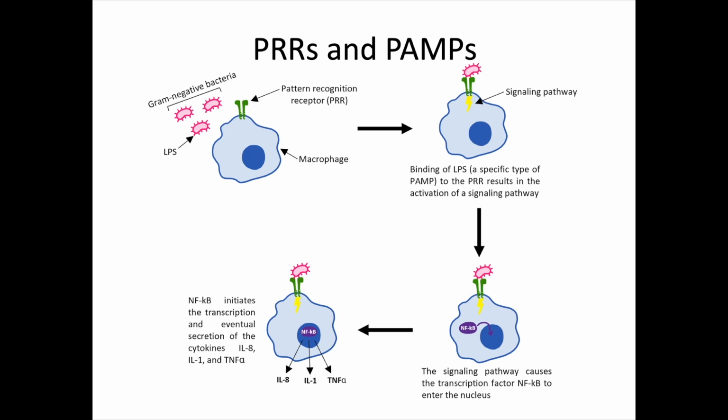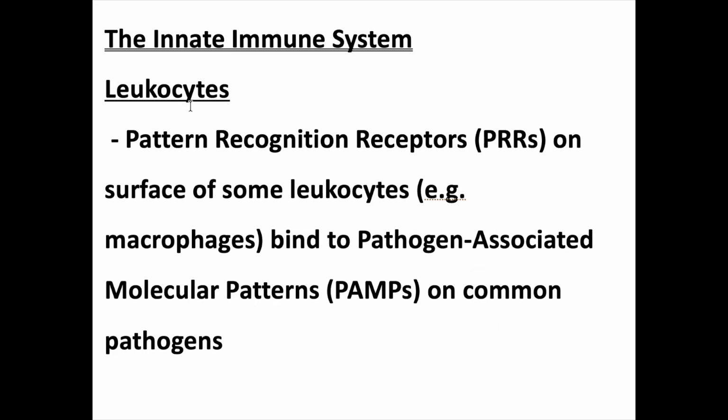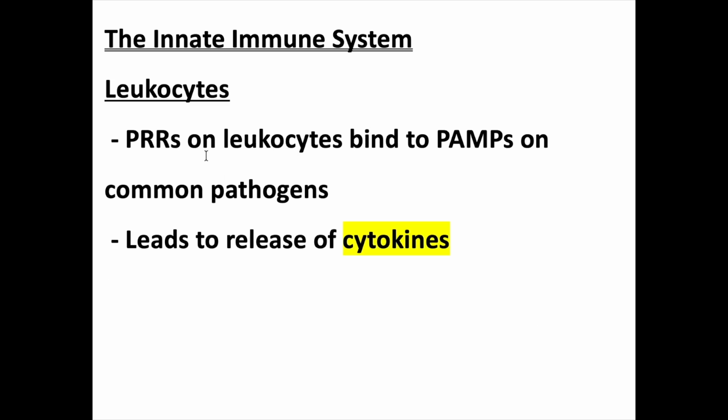Let me summarize what I just went through. So this involves leukocytes. Pattern recognition receptors, PRRs, on the surface of some leukocytes, macrophages are an example, bind to pathogen-associated molecular patterns, PAMPs, on common pathogens. Once these have bound, that leads to the release of these cytokines. This is an important key term. A cytokine is a chemical signaling molecule particularly important in immune system communications.